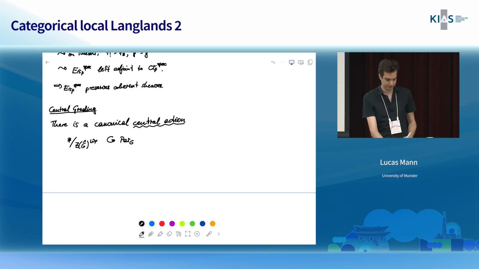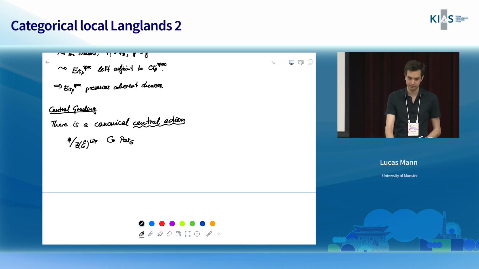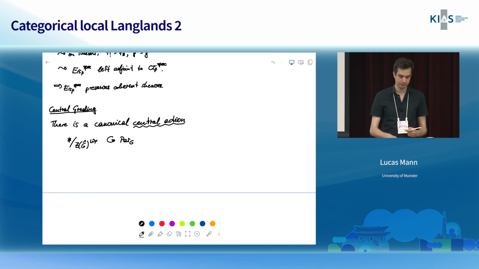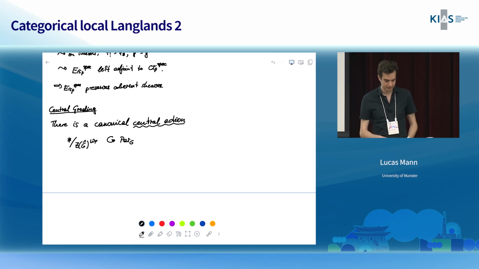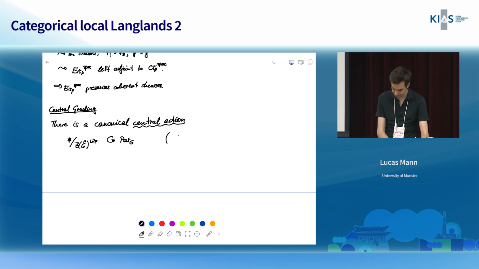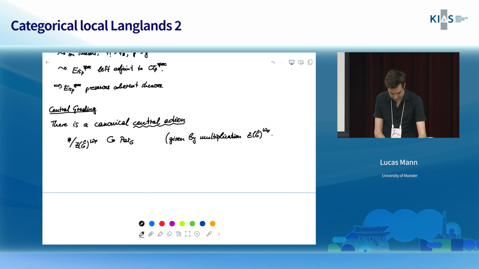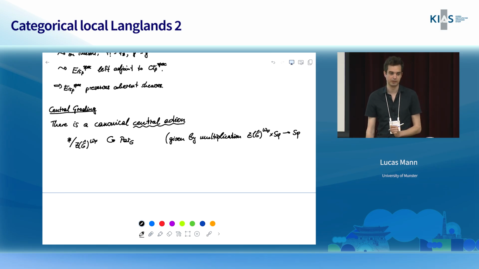Well, if I have a classifying stack of something acting on something else, then on points it doesn't do anything because there's only one point in the first guy, but it does something on the automorphisms. And the automorphisms in par G are exactly the centralizers of L-parameters. And so this action is just given by multiplication by the center. This S phi was the centralizer of some L-parameter phi, and I can multiply by an element in the center because that will certainly lie in the centralizer.